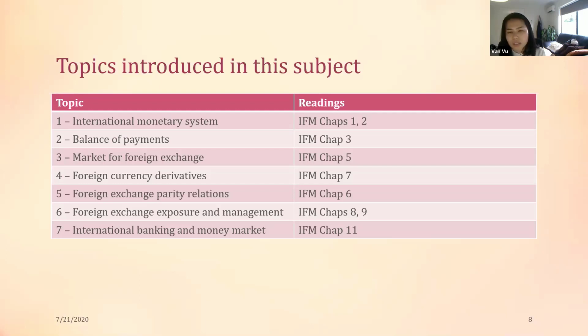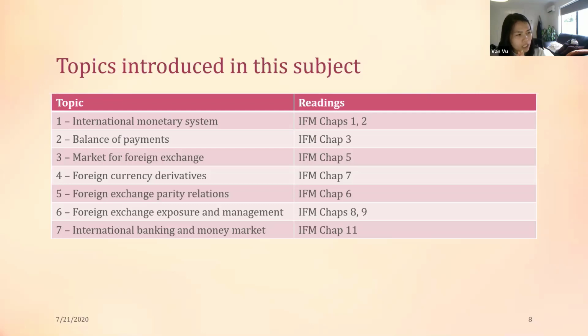A big part of this subject is on foreign currency derivatives. When we say derivatives, we're talking about forward contracts on foreign exchange, options, and futures contracts, okay? These are the important derivatives that we're going to cover in this subject. Throughout the course, we're going to look at how we can use these derivative contracts to hedge foreign exchange rate risk. Okay.